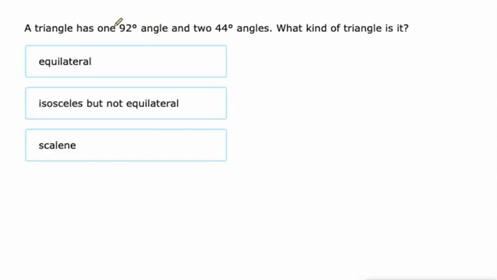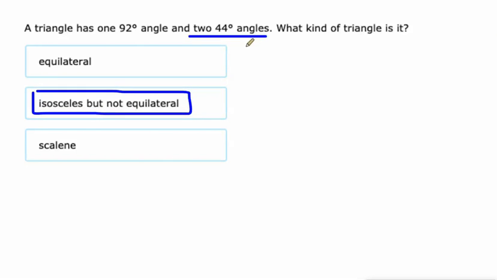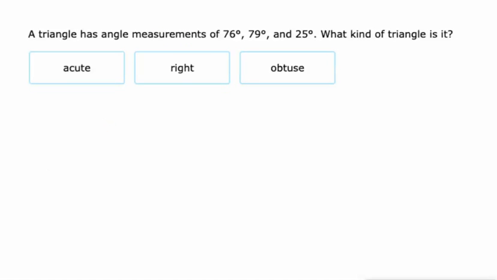Okay, a triangle has one 92-degree angle and two 44-degree angles. That would also be isosceles. We call those the base angles. If two angles are equal, that means two side lengths will be equal. And if two side lengths are equal, we call that an isosceles triangle. So again, equilateral, three equal sides, isosceles, two equal sides, scalene, no equal sides. All right, now let's start classifying by angle measures.